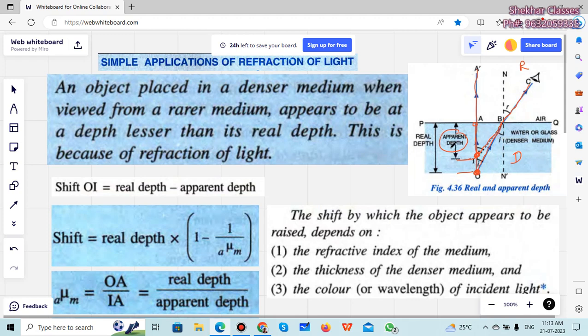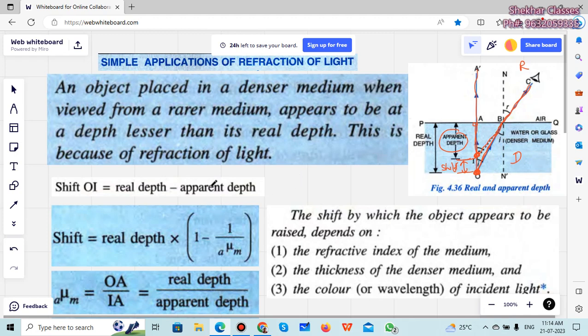If I subtract the apparent depth from the real depth, we get this distance, and that is called the shift. You can see shift is equal to real depth minus apparent depth. This is what I explained here. They have given a definition: an object placed in a denser medium, when viewed from a rarer medium, appears to be at a depth lesser than its real depth, and this is because of refraction. You can see the light has come here and it bent. If the light had not bent, the apparent depth would not have been created at all, and it will for sure bend, because there is a difference in the density of the medium.